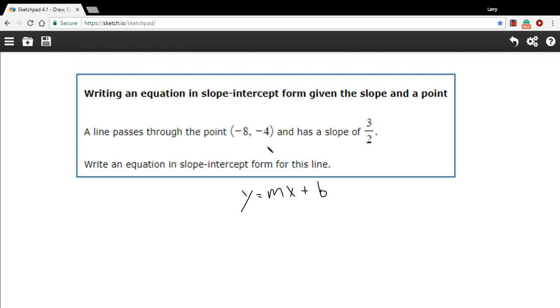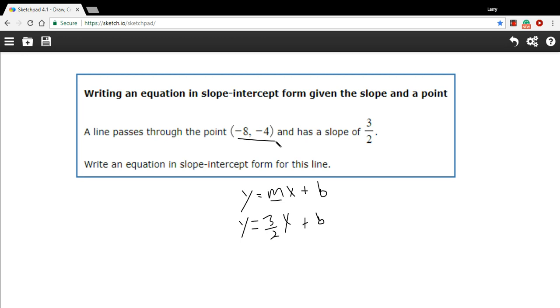it passes through? Well, let's start with the slope. We know in slope-intercept form that belongs there. So we can write this as y equals 3 halves x plus some number b. Now, how can we find that number b?